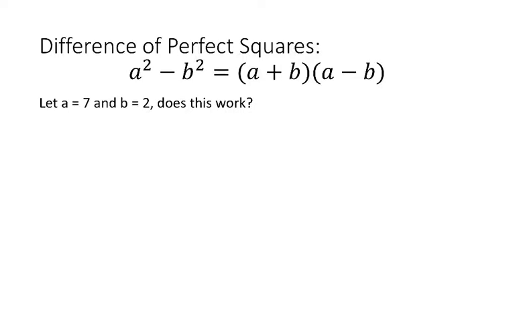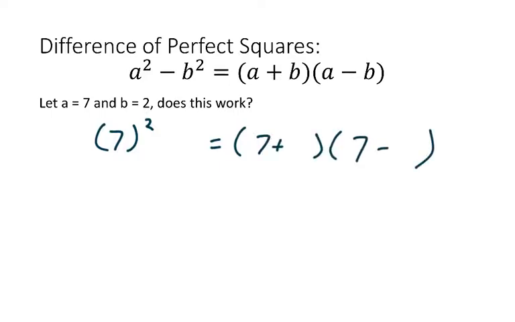What I first want to show you is that it actually does work. I think sometimes scholars are like, wait, really? This actually works? Yes, it really does. So let's just say that a equals 7. I'm going to plug a 7 in for a, and then we're going to use a b of 2. So 7 squared is 49 minus 2 squared, which is 4. Hey, that's going to be 45.